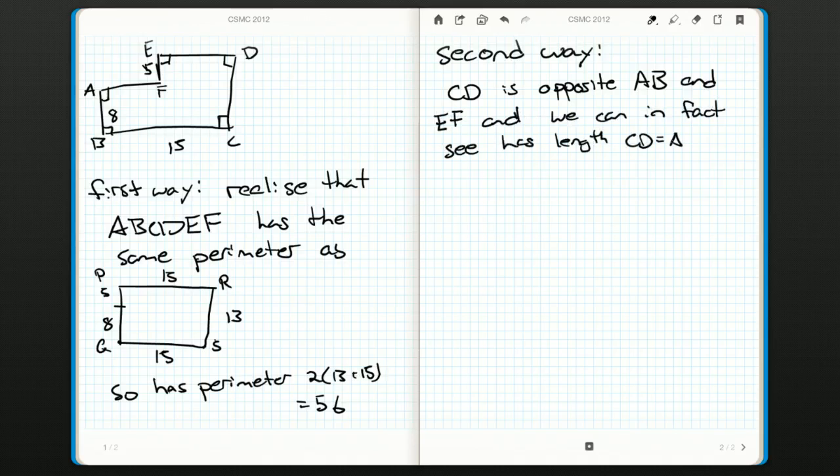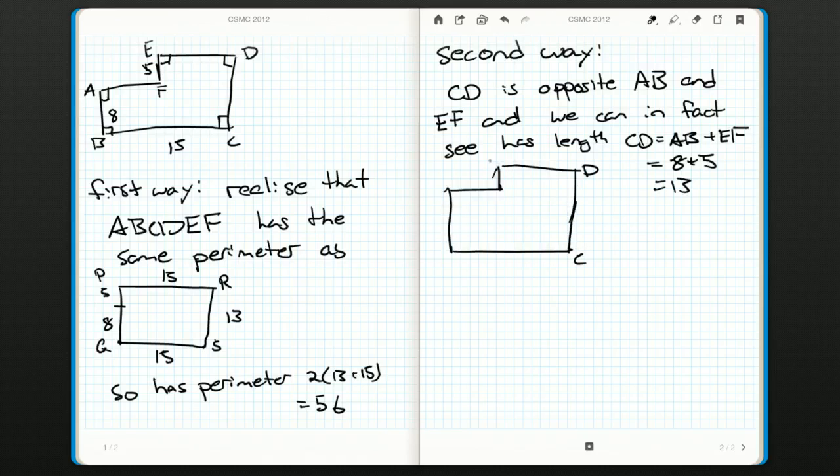We can see the length of CD is the same as the length of AB added to the length of EF. And that's 8 plus 5, which is 13. So I'm going to redraw our picture over here, and we'll label it as we discover things.